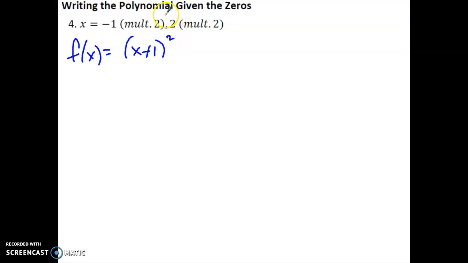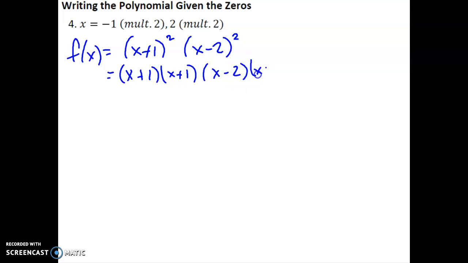All right, now let's do this one. So I'm going to have x minus 2 squared. So again, I'm going to have the opposite of this one. And that multiplicity of 2 tells me what the exponent is going to be. Now we just said in the last problem that that exponent of 2 means that I should write it 2 times. And the x minus 2 should be written 2 times as well, because I have a squared on that.